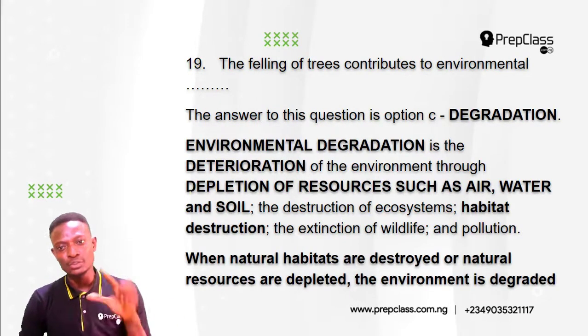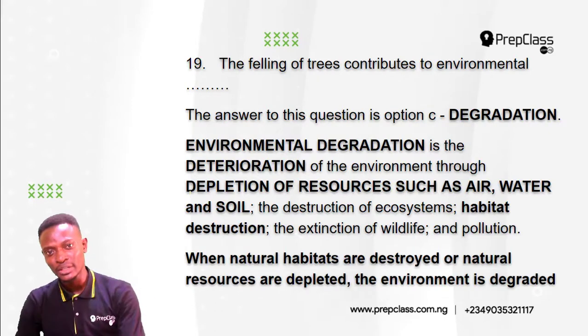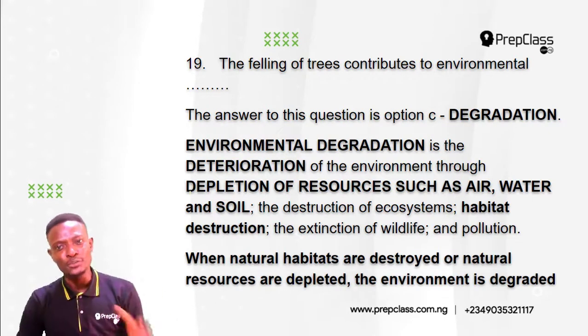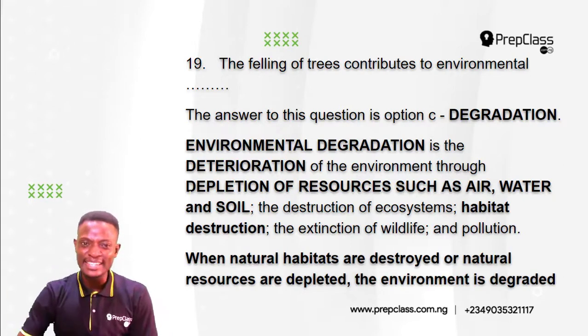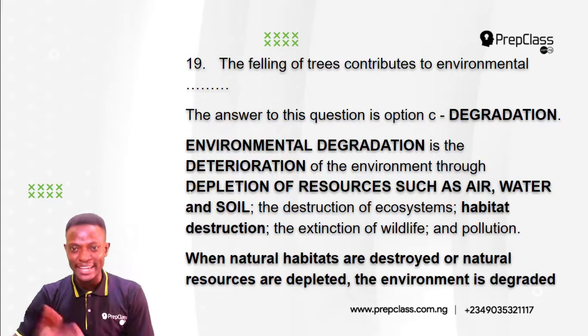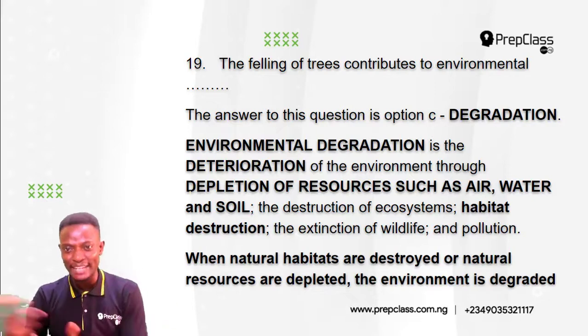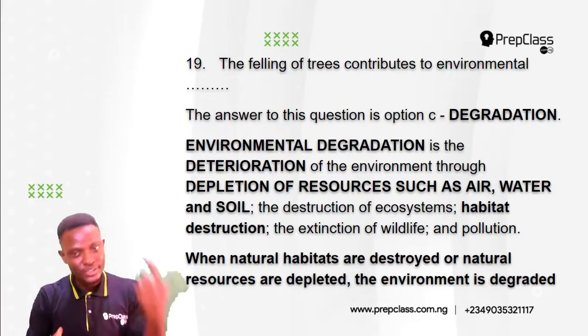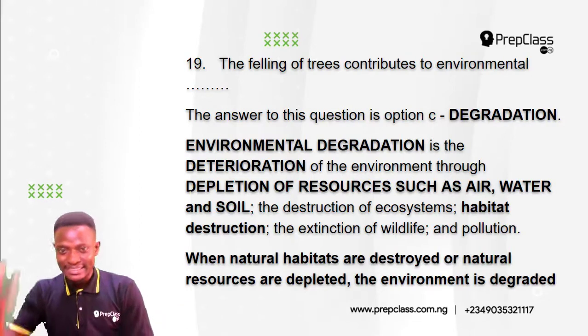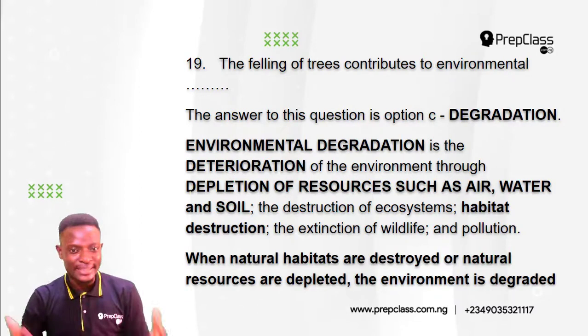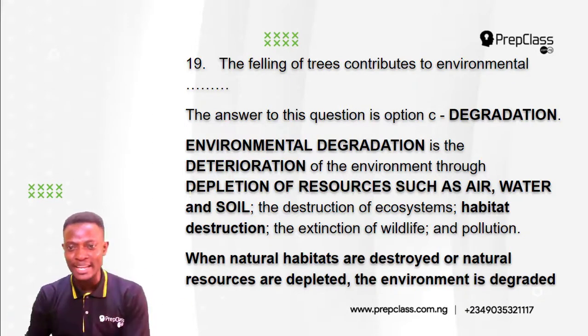Now, the answer to this question is option C, degradation. The felling of trees contributes to environmental degradation. Now, environmental degradation is the deterioration of the environment. The deterioration of the environment through depletion of resources such as air, water, and soil. The destruction of ecosystems, habitat destruction, the extinction of wildlife, and pollution.